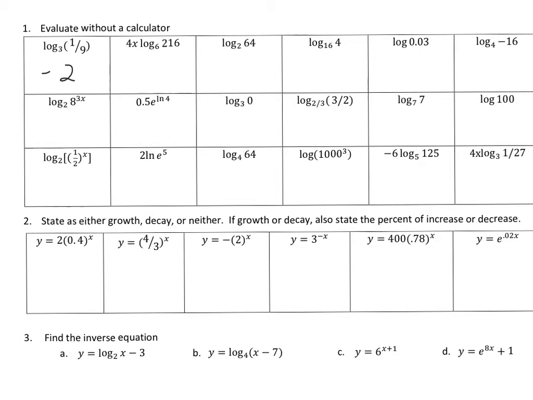4x log 6 of 216. So I'm going to first do the log 6 of 216, which is 3. And 4x times 3 is 12x. The log 2 of 64 is asking you 2 to what power is equal to 64? And that answer is 6.